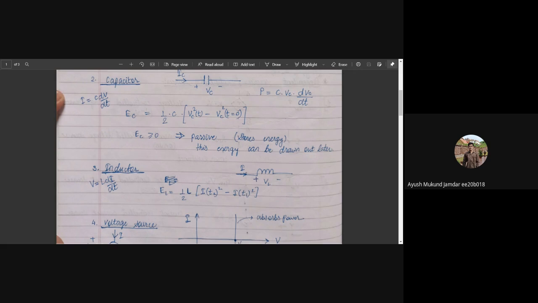So it should try to act like a battery in the opposite direction, so as to stop the change in current. For that, VL will try to act as a battery with VL positive. So as you can see, when current increases, VL will be positive, and hence V is L di by dt. On integrating the power to get energy, you'll get that energy is half Li square, and from there one can find the energy and power through the inductor.